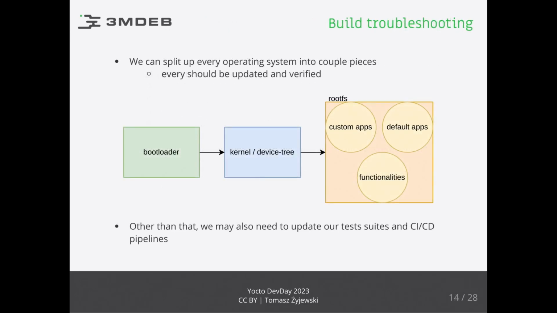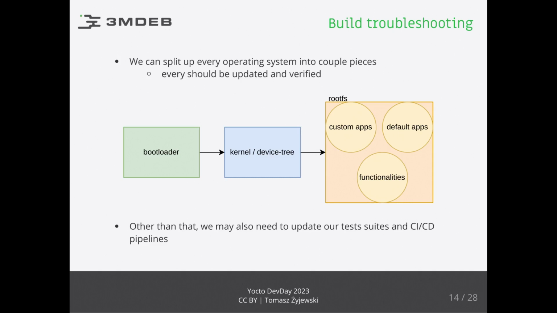Okay, so now let's go through the build troubleshooting. On a high level, I think we can split every operating system boot into a couple of pieces, and those pieces could be the bootloader part, the kernel with the device tree, and the root file system, which provides some custom and default applications, and what is more important, provides the functionalities in our project. And in any of those parts, there may be some problems while we are updating to the new version.